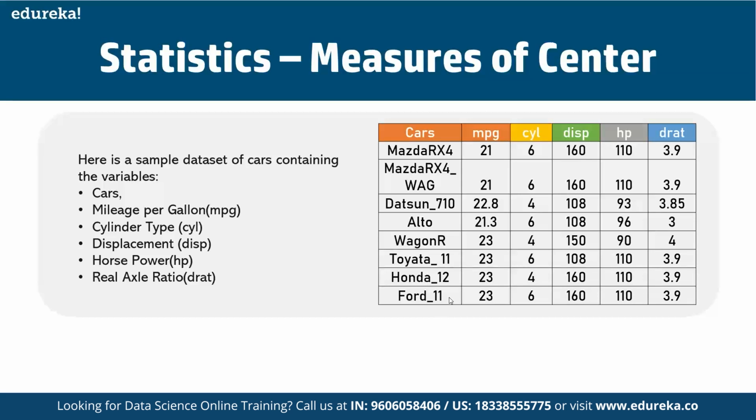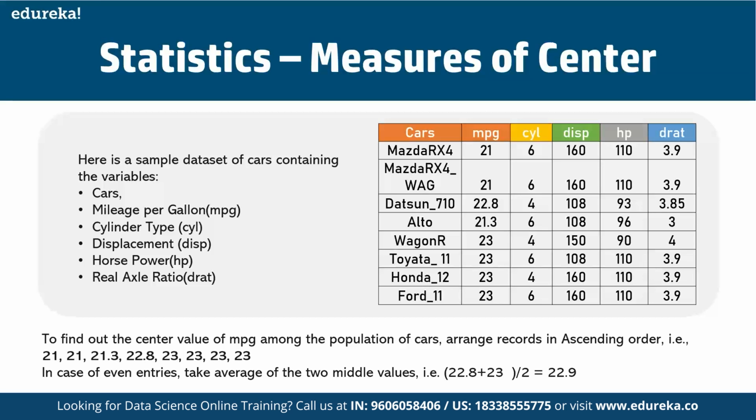One thing you have to remember in median is the data should be sorted either in ascending or in descending order. Here we have taken the miles per gallon for the car. So we have 21, 21, 21.3, 23, and so on. First, sort the data in ascending or descending order and take the middle value.